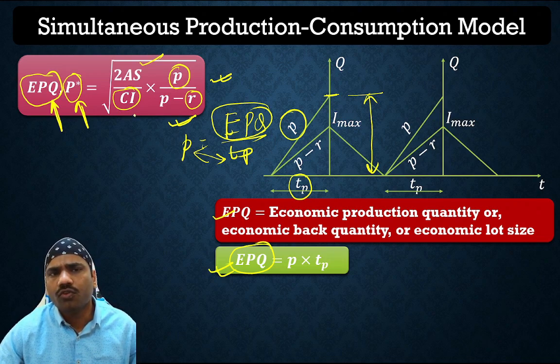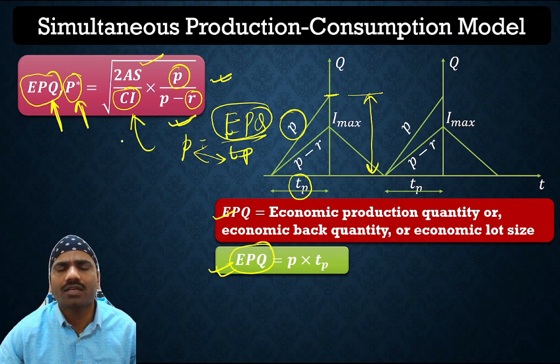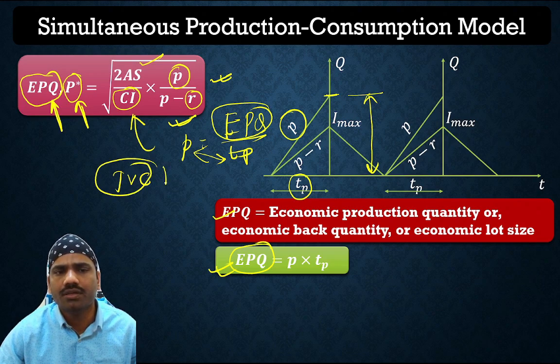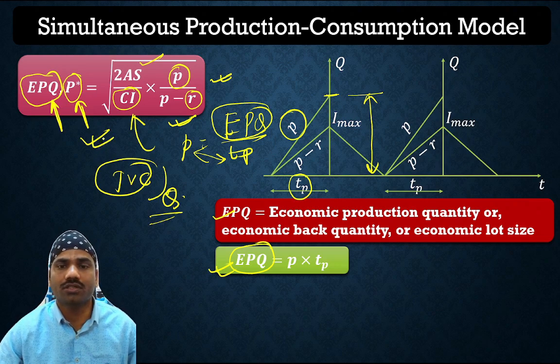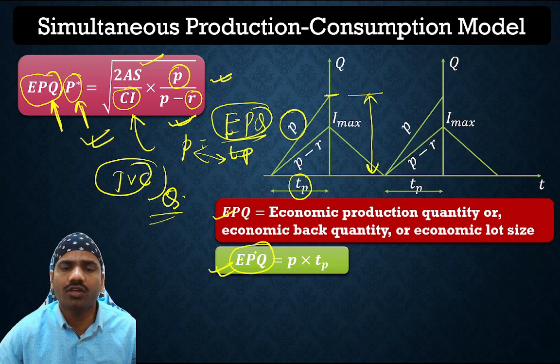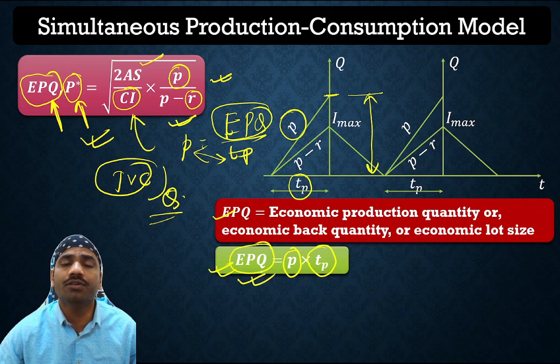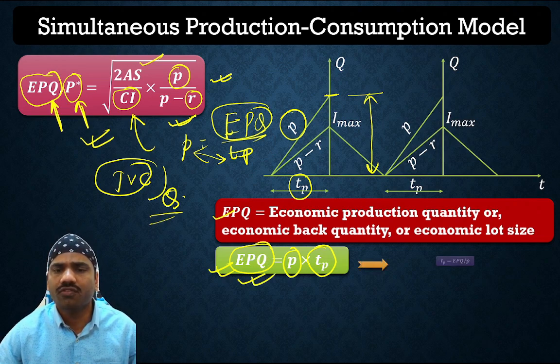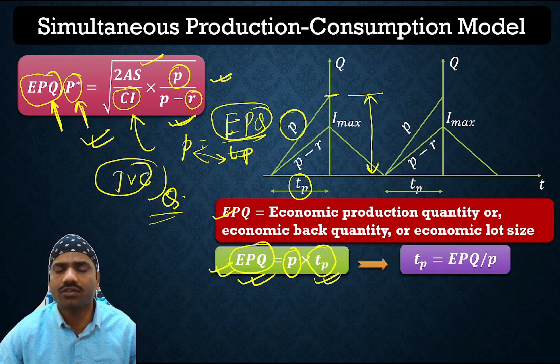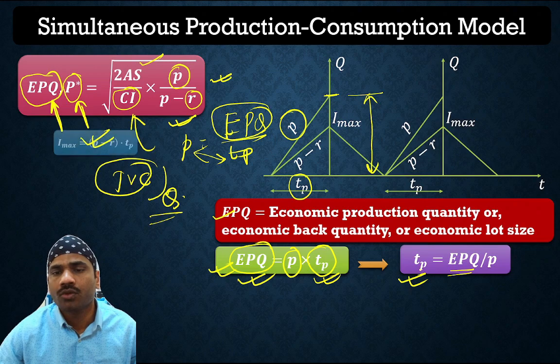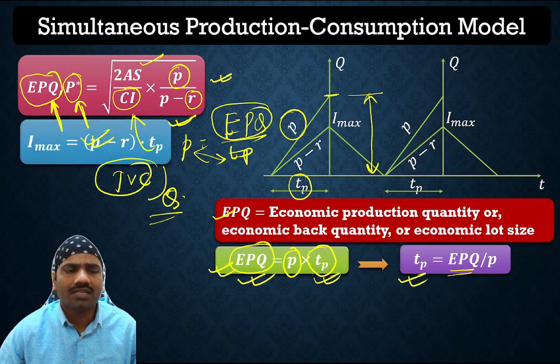So one way of finding EPQ is by this formula, which we get by differentiating the total variable cost in this particular model with respect to quantity and equating it to 0. Another way of finding the economic production quantity is by production rate into production time. We can find TP also from this formula if it is not given. If EPQ is known and P is known, then TP equals EPQ by P.